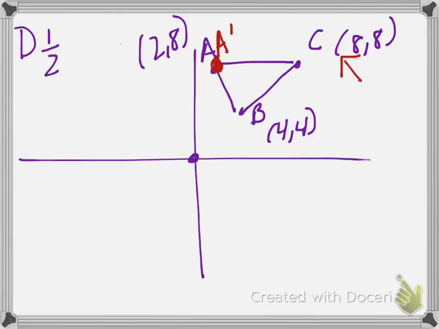So right now, C is at 8, 8. So originally, for the original picture, it went from A to C, this line over here. And that's a distance going from x equals 2 to x equals 8. So that's a length of 6. If we're dilating it by 1/2, we don't want it to be a length of 6 anymore. We want it to be half of that. So that would be a length of 3. So that means it's going to go right here, and that's going to be your C prime.